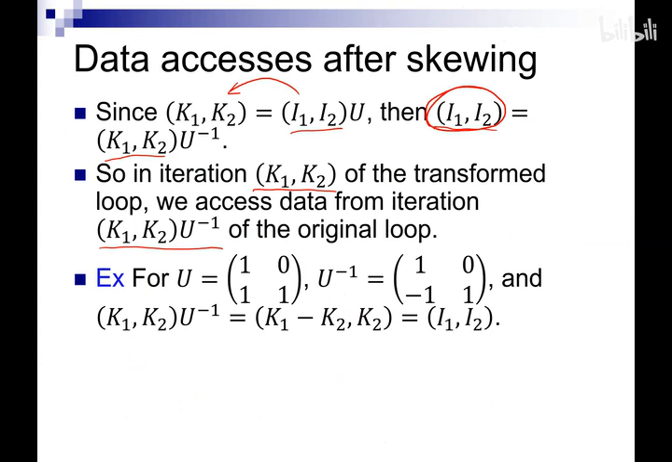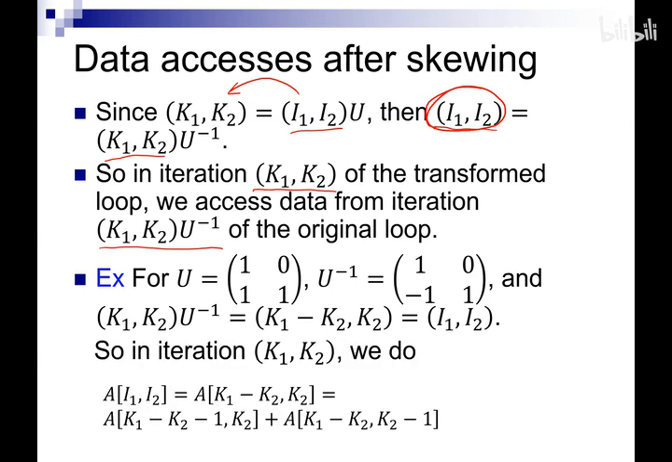So we go from the k iteration back to the I iteration, and then we look at the data accesses in the I iteration, and then we get the data accesses. As an example, if U equals this, then U inverse is going to equal that matrix. So for this k iteration, that corresponds to some I iteration. I1 here is going to be equal to K1 minus K2, and I2 is equal to K2.